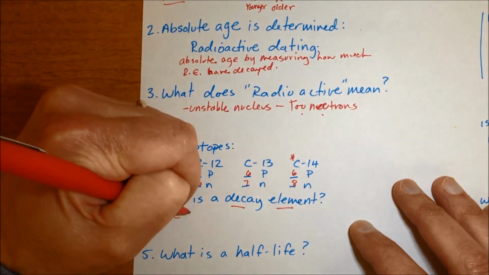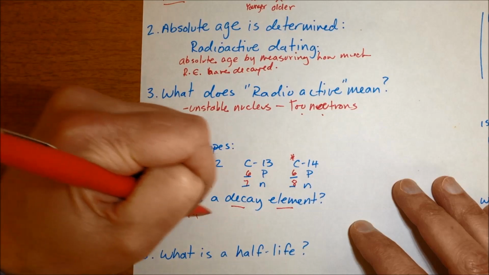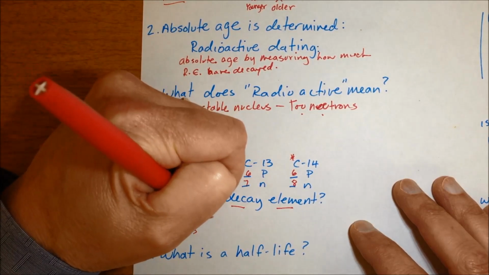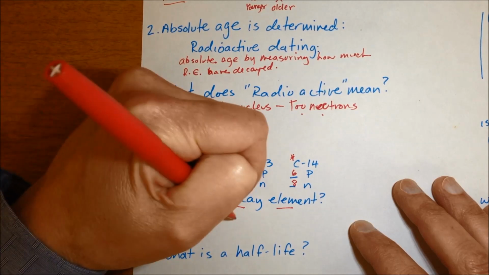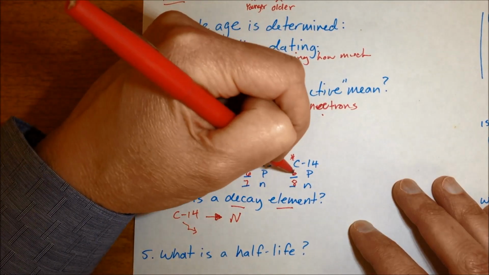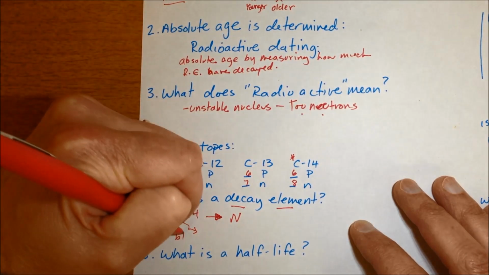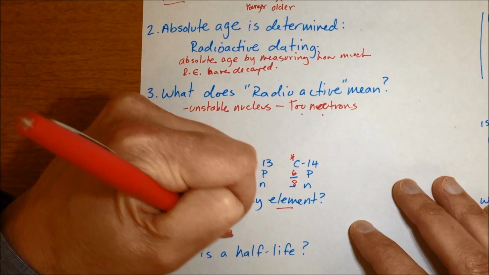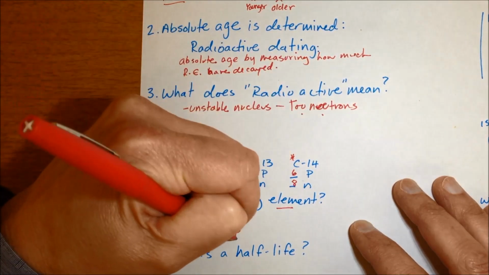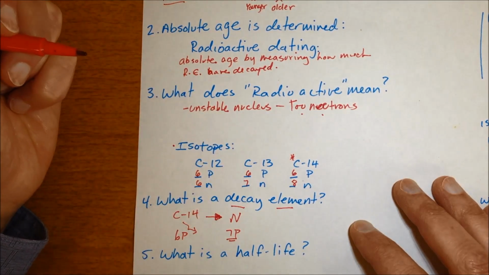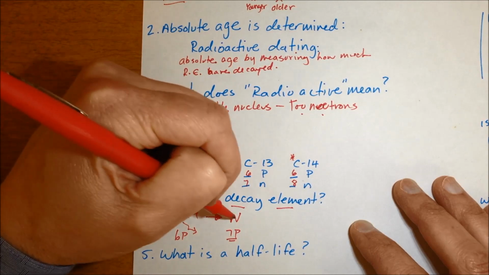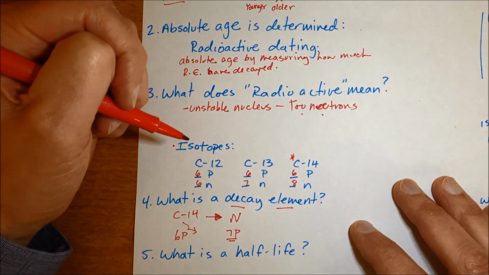In the case of carbon-14, when the nucleus gives off its energy, a neutron changes into a proton, ultimately changing carbon into nitrogen, because the number of protons goes from 6 to 7 as one of these neutrons turns into a proton. And if you have 7 protons, you're nitrogen. So the decay element, again, is what a radioactive element turns into when it gives off its energy and decays.